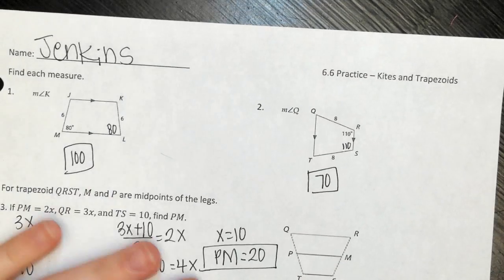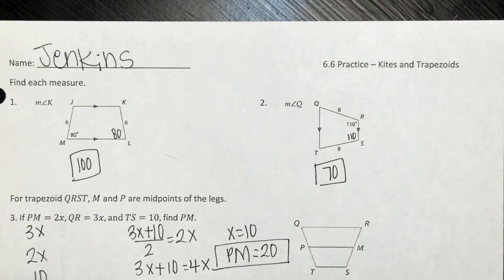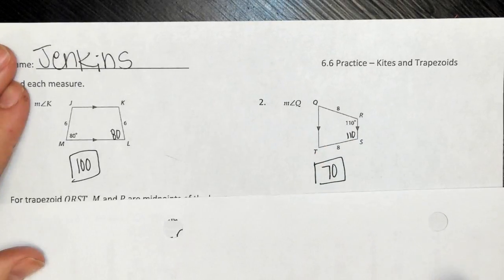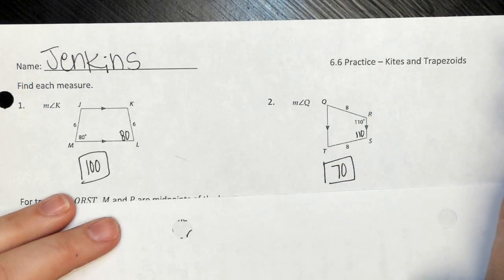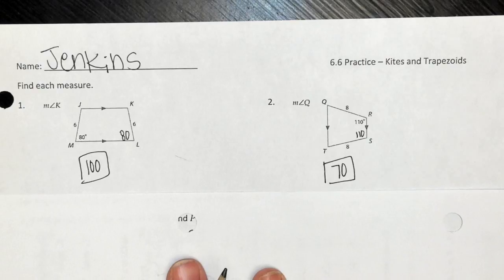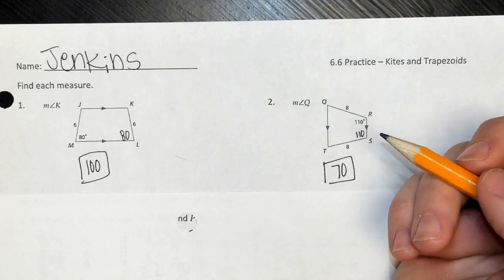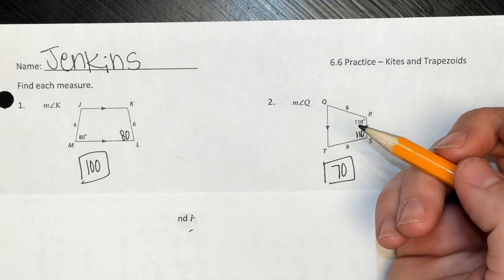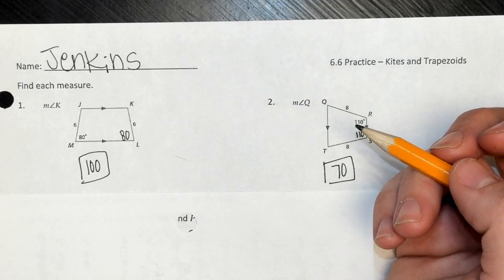Hey guys, I am going to do a review for your test tomorrow. So I'm going to go over the kites and trapezoids review, which is a part of your study guide, and I'm going to go over the actual study guide. So here we go. If I'm going too fast, you may pause this at any moment. You may rewind this at any moment. So if I'm going too fast, just pause it, rewind, and just watch it again, okay?